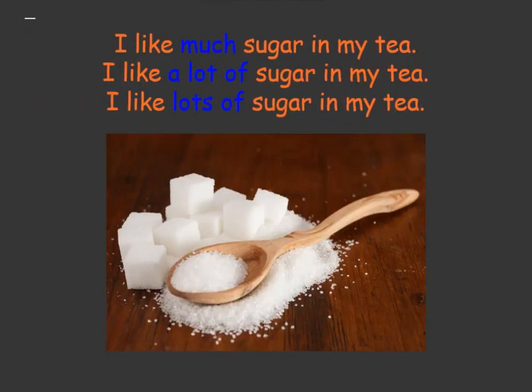Here, I like much sugar in my tea. First of all, is the word much used to express countable or uncountable? Yes, excellent. Sugar here is uncountable. I can't count the sugar, as we have said before. Good. Let's see the second example. I like a lot of sugar in my tea. We said that a lot of and lots of are both used for uncountable and countable nouns, and they are also used to express large amounts. So everything is clear now? Do you have any questions?